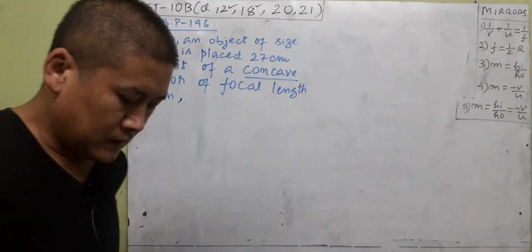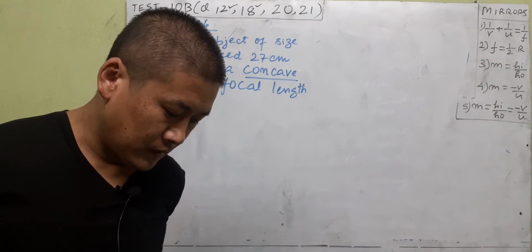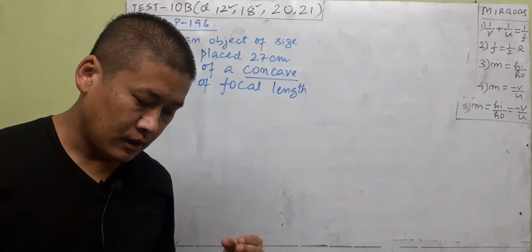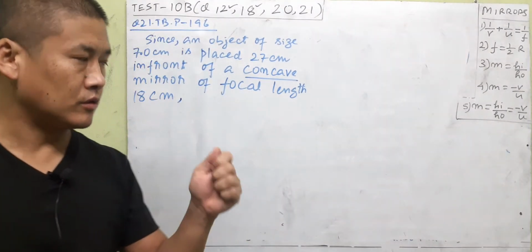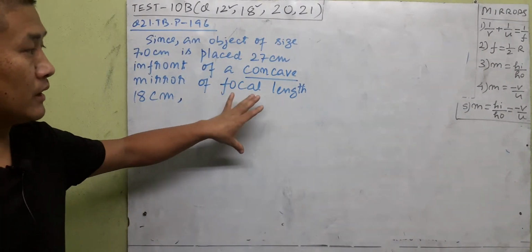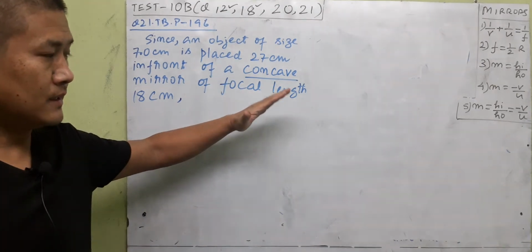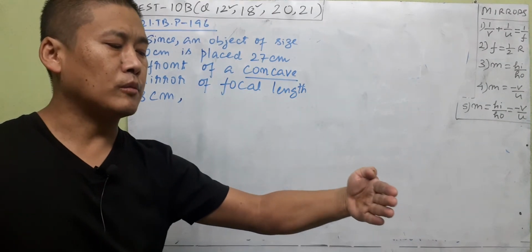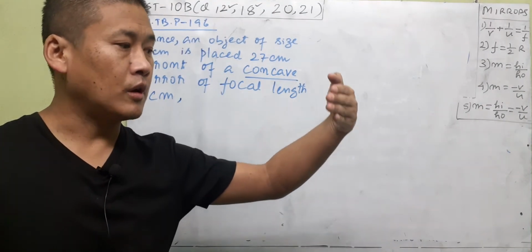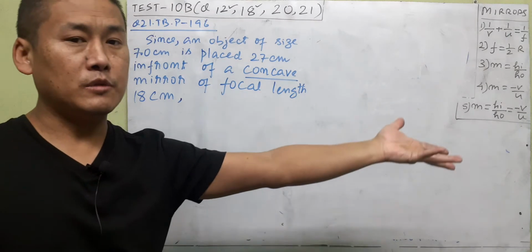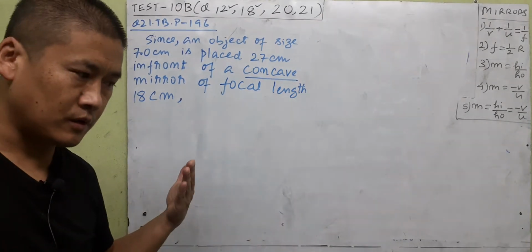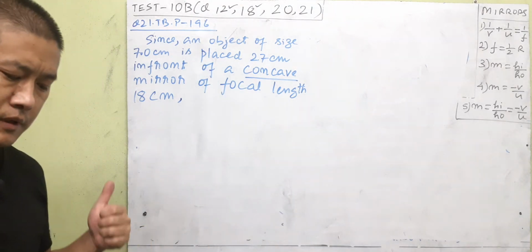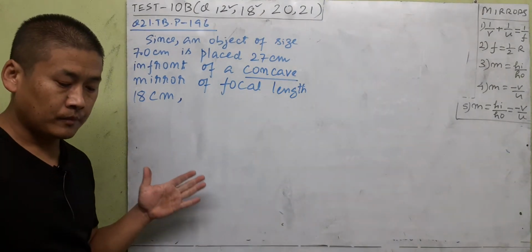So at what distance from the mirror should a screen be placed so that a sharp focus image can be obtained? Find the size and nature of image also. The word screen tells us this is going to be a real inverted image, because only a real inverted image needs a screen. A virtual image we don't need a screen for, just like the looking glass at home, we can see it directly behind the mirror. But a real inverted image is in front of the mirror, so we can't see it until we bring a screen.